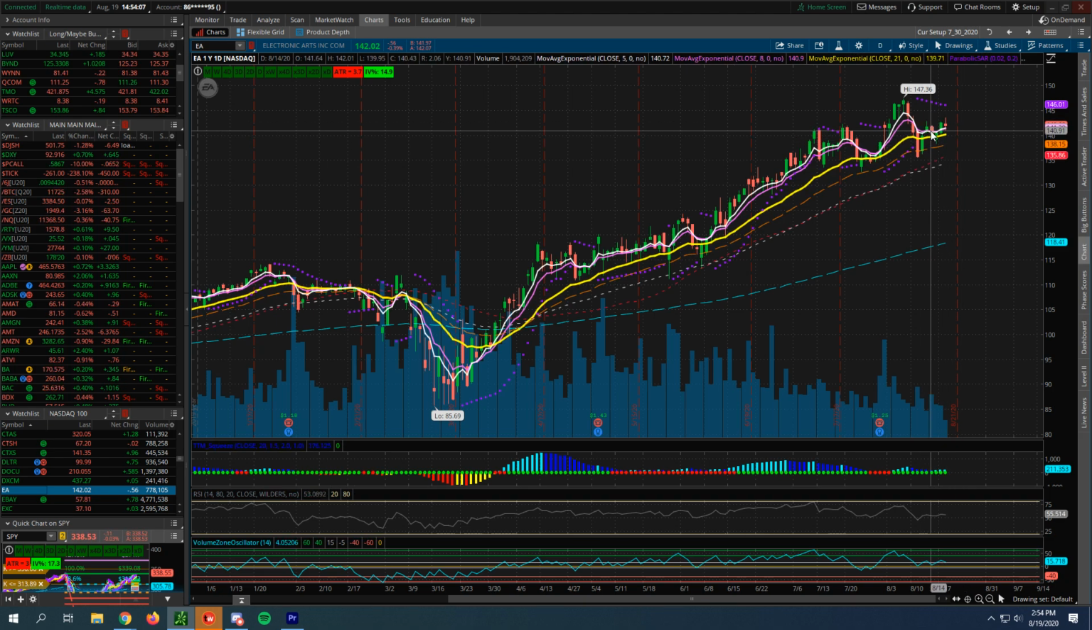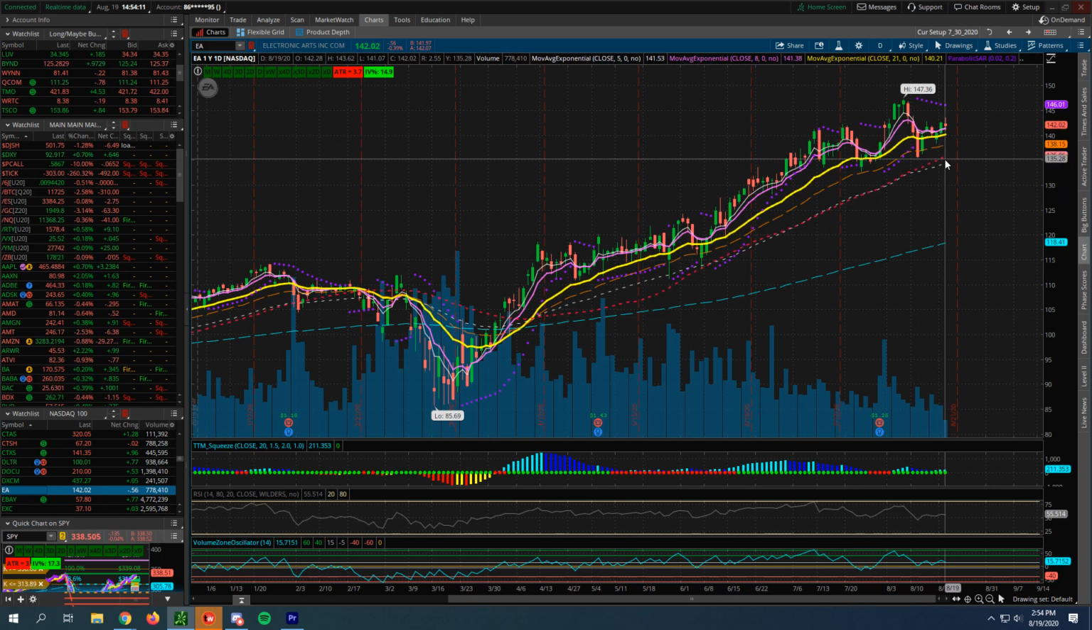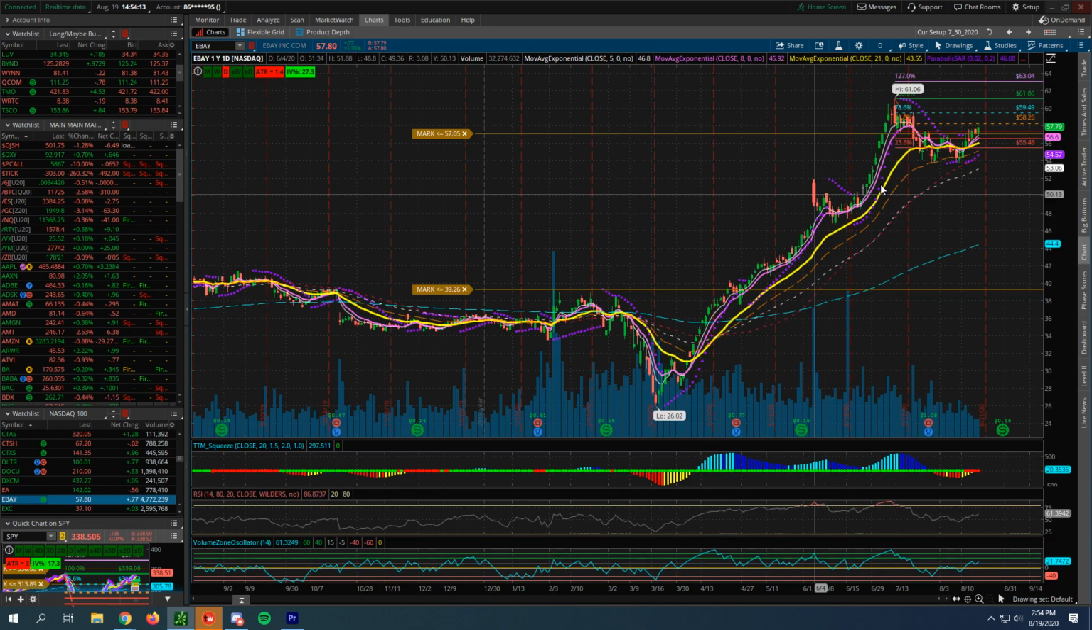If you start seeing that 5 and 8 cross through the 21, which we haven't seen for months literally, that would be your sign for potentially further downside.